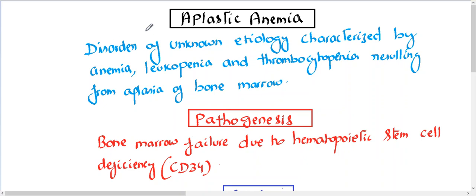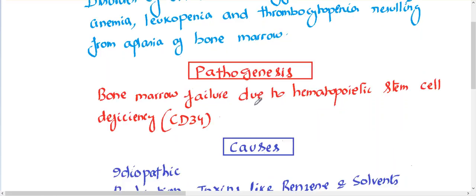Okay, so let's discuss the topic in detail. Aplastic anemia is actually a disorder of unknown etiology. That means we do not know the cause most of the time, and it's characterized by pancytopenia, that is anemia, leukopenia and thrombocytopenia resulting from aplasia of the bone marrow. Now what is aplasia? It is the bone marrow failing to develop the cells.